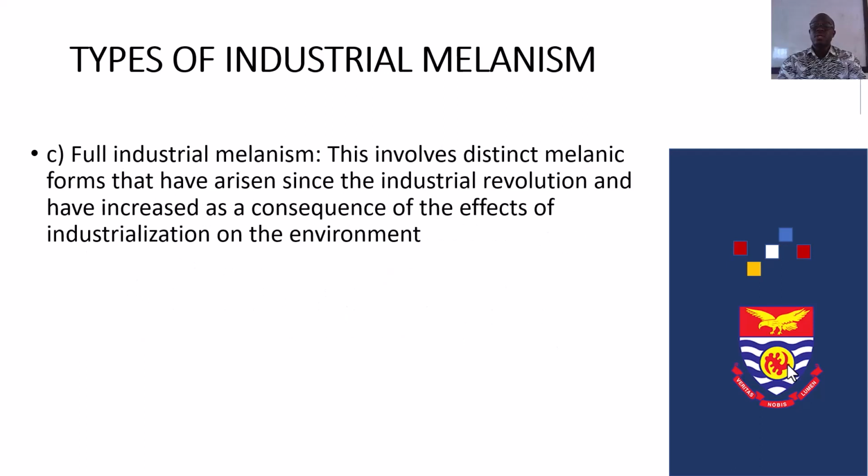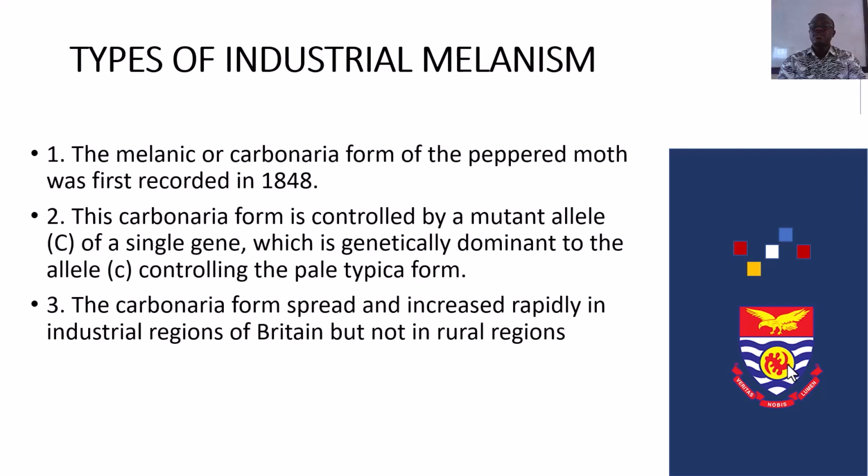Full industrial melanism involves distinct melanic forms that have arisen since the Industrial Revolution and have increased as a consequence of the effects of industrialization on the environment. The melanic or carbonaria form of the peppered moth was first recorded in 1848. This carbonaria form is controlled by a mutant allele of a single gene, which is genetically dominant to the recessive allele c, controlling the pale typical form. The carbonaria form spread and increased rapidly in industrial regions of Britain, but not in rural regions.